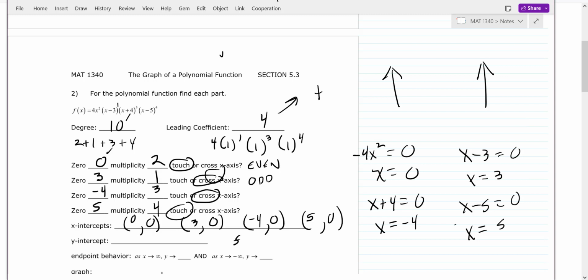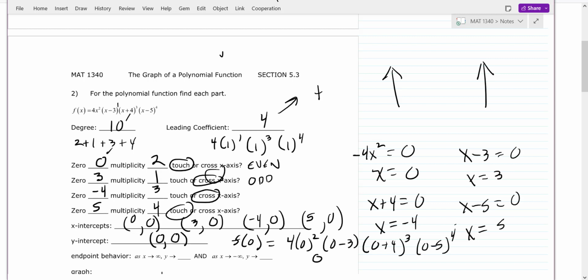The y-intercept, you're just going to plug in 0 in for x. So you would work out 4 times 0 squared, 0 minus 3, 0 plus 4 to the third, times 0 minus 5 to the fourth. You can do all that in your head. That would give 0. So that means your y-intercept, you got 0 for y when x was 0. Are we okay with everything?